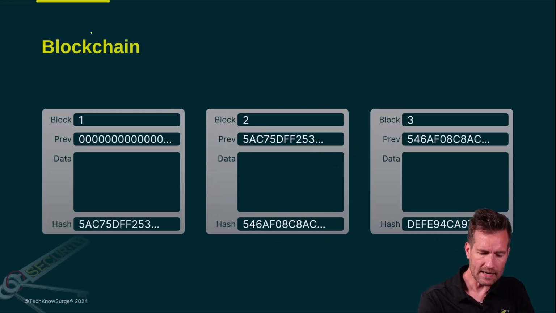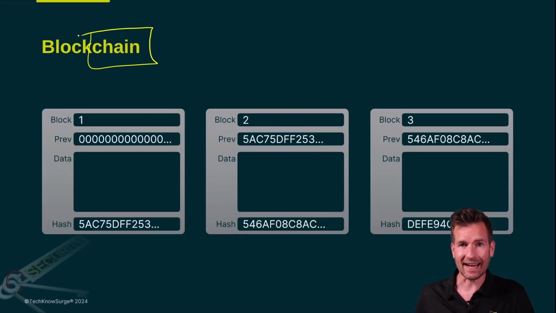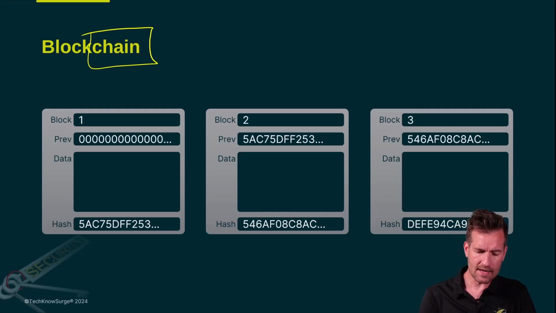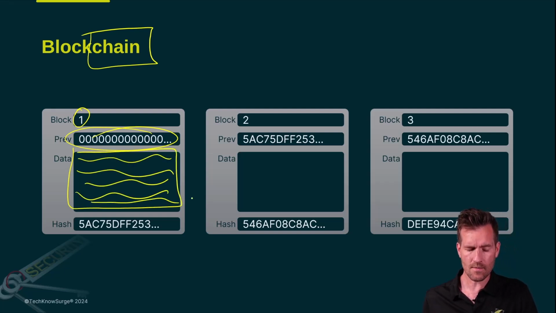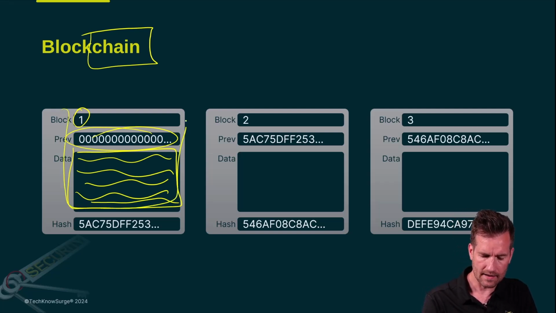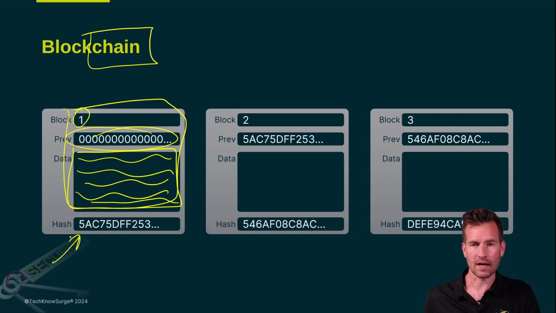So then what is a chain? Well, it's a chain of these blocks. So we see here that block 1 just has all zeros for the previous hash here. And then in the data, let's say we're recording financial transactions. So this is our ledger right here, and it records all of those transactions. And then we use all of that to create the hash for block 1.